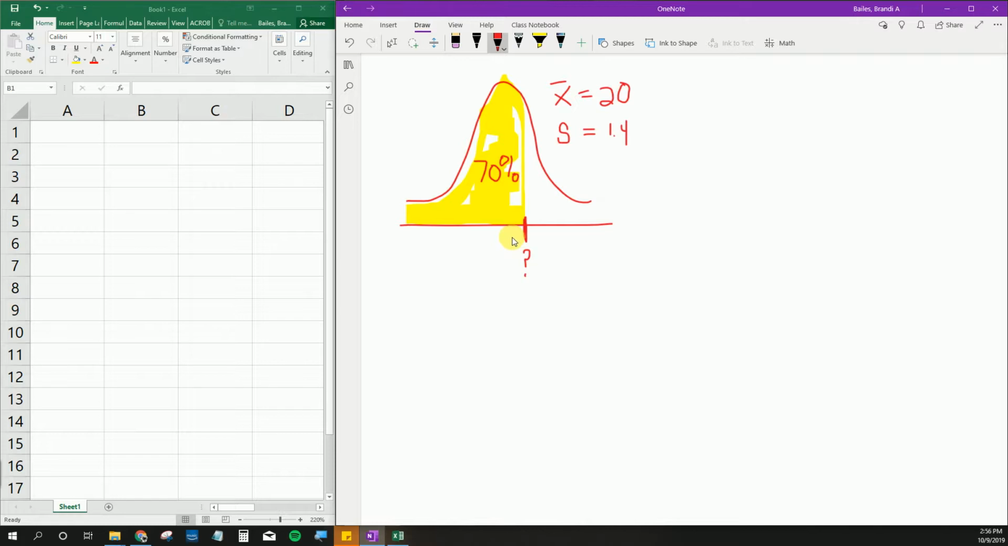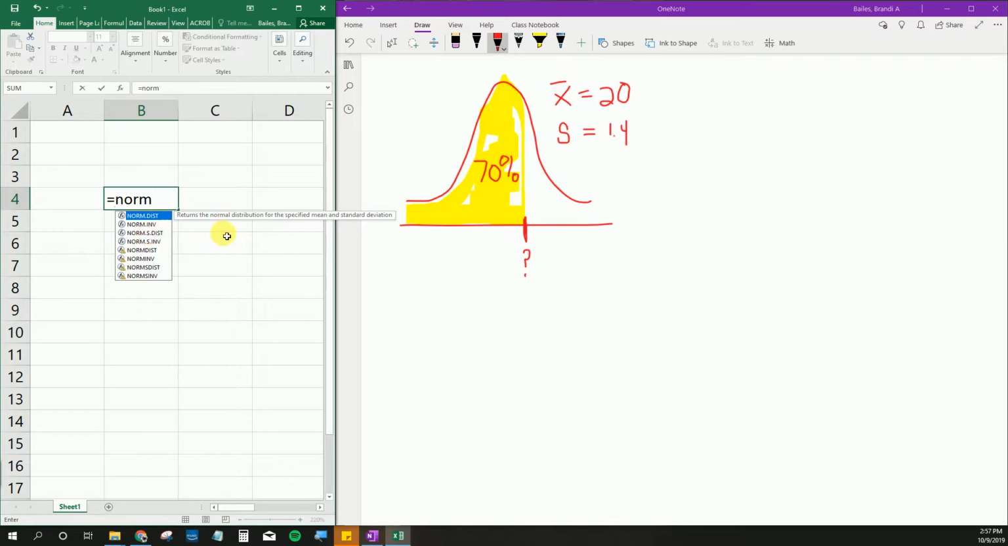So let's look at this. I'm trying to find a number given an area. So what I'm going to do is go over here and use equals norm dot dist. And you can see there's more than one. There's norm dot dist and there's norm dot s dot dist. The S stands for standard. So if I'm using a standard normal distribution, I would use this one.